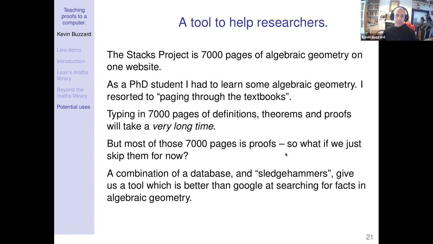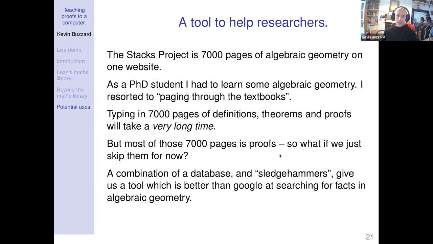But now you could see that humans could really do this, right? Johan de Jong wrote the Stacks project. He wrote the vast majority of it anyway. If we have a team of people translating the statements and the definitions into Lean, then we end up with a gigantic database of facts in algebraic geometry.